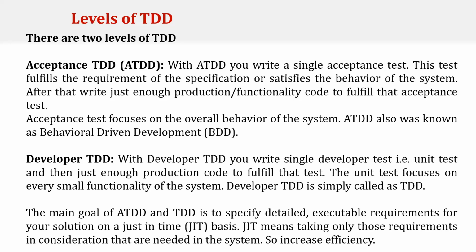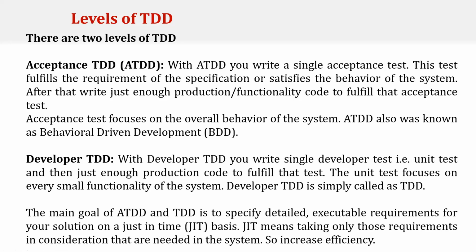You write a single acceptance test. The test fulfills all the requirements specification and satisfies the behavior of the system. That type of testing is known as acceptance TDD. If it is not satisfied, then you do the TDD process. You write the acceptance test, you run it, and if you have any problem, you refactor. The refactoring is again related to TDD, and that is called acceptance TDD.